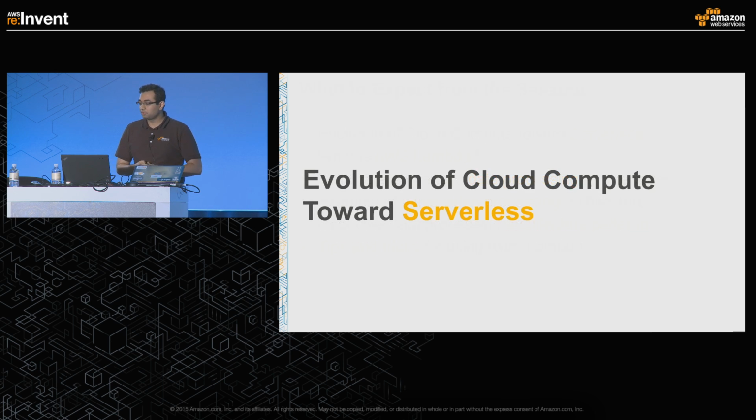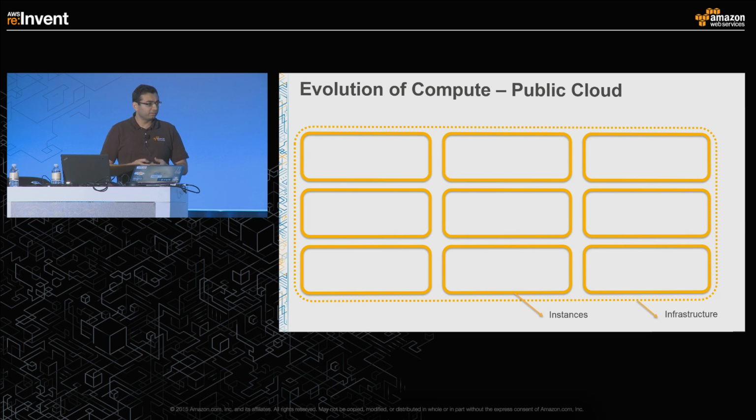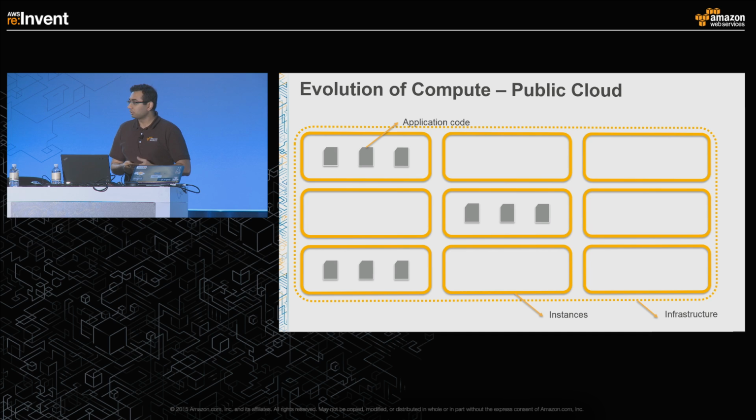So let's talk about the evolution of cloud compute. Everybody knows the benefits of the public cloud. The way it works is that there is this infrastructure on which you have your instances running. And these instances may be EC2 instances or any virtual machines. And what you are running on top of these instances is your application code.